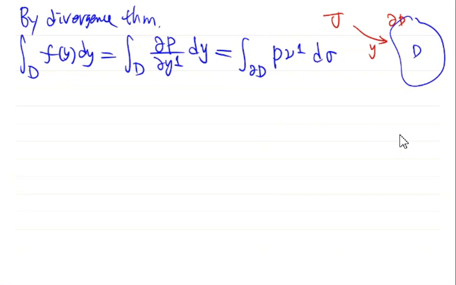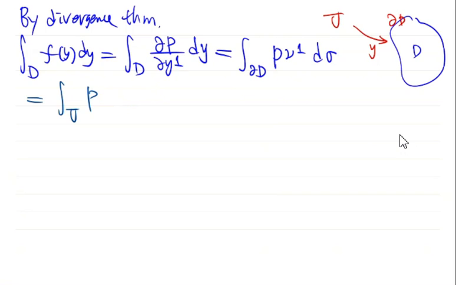So this is the integral over U of P nu 1, times the norm of the normal vector given by the parametrization. Maybe I will write it more completely. P is a function of y, and nu 1 at the point.